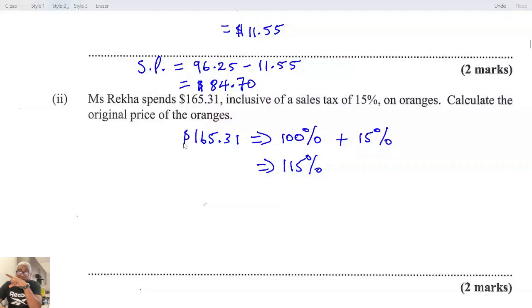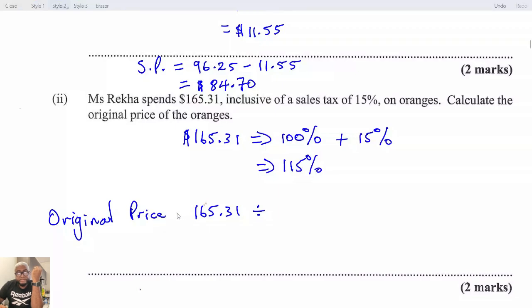So look at something, stay with me. If you want to get back the original price, you simply have to do 165.31 divided by, so I could put original price here. I should have put original price. 165 divided by the 115%. That's how you'll get back what it cost before the tax, right? So somebody build this out for me. 165.31 divided by, if it's percent, it'll be 115 over what? 100.